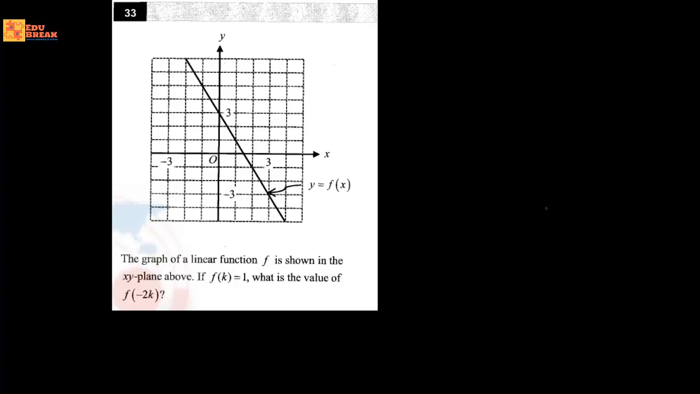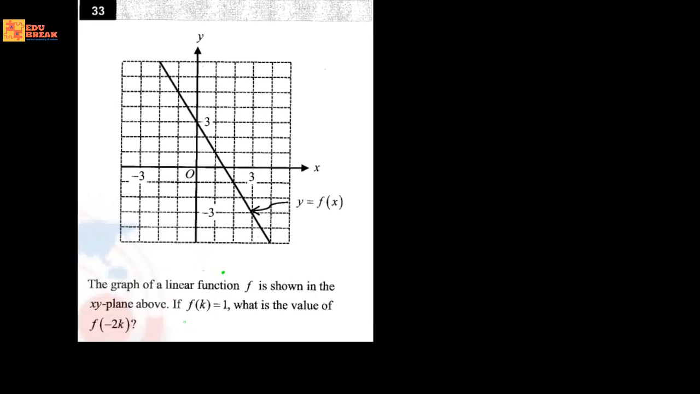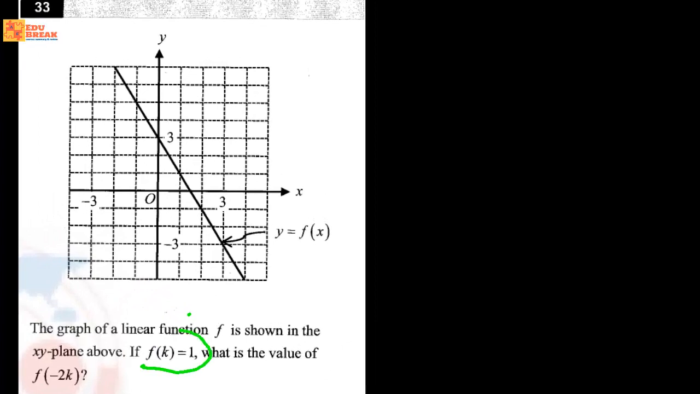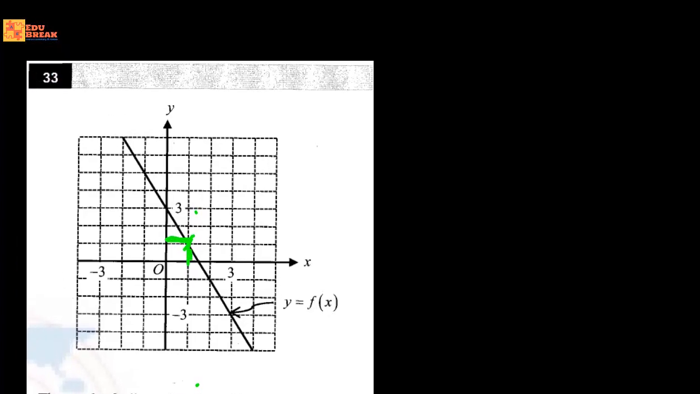The graph of a linear function f is shown in the xy plane above. If f of k equals 1, what is the value of f of negative 2k? So first of all, we have to find the value of k. We have the information that f of k equals 1. This is this point. So at f of k equals 1, it means k equals also 1. So k equals 1. So we find f of negative 2k, which is f of negative 2.